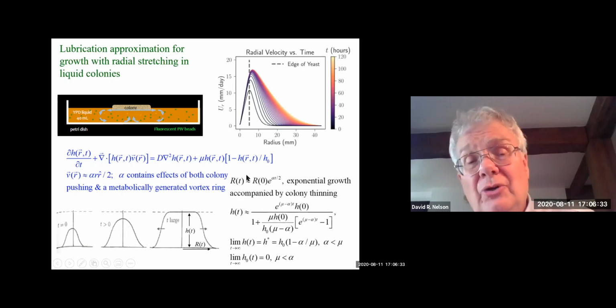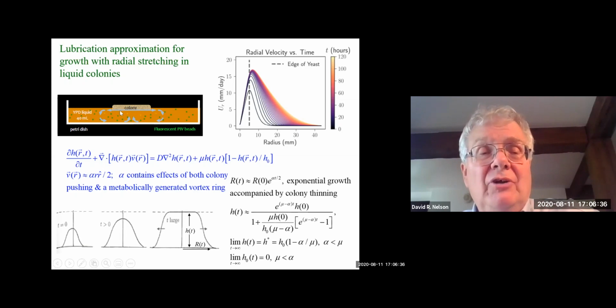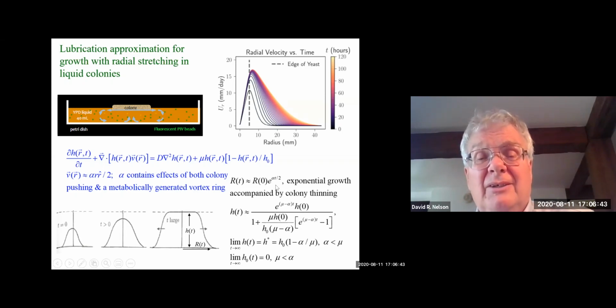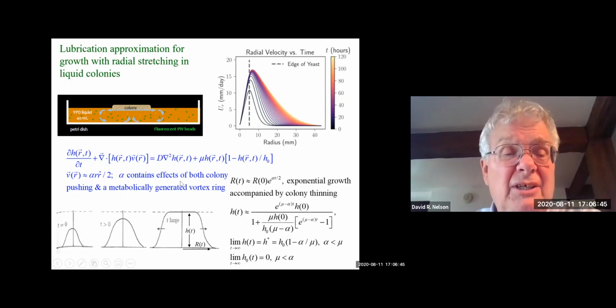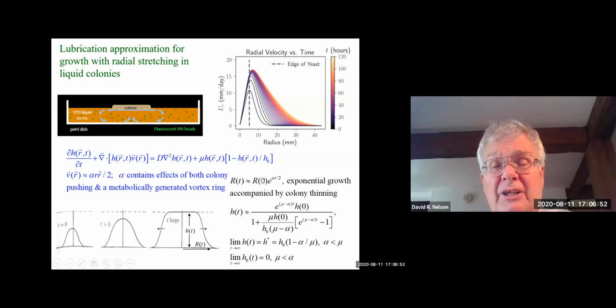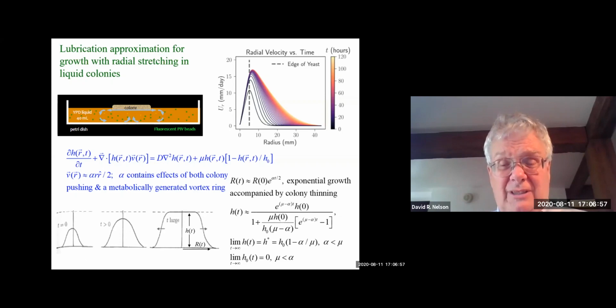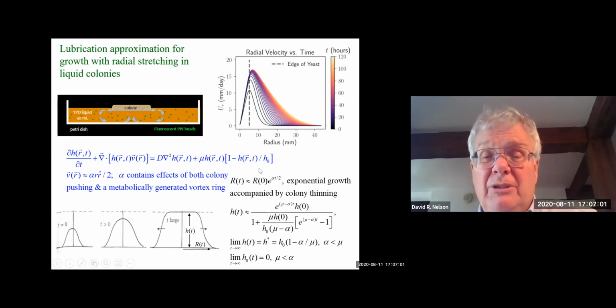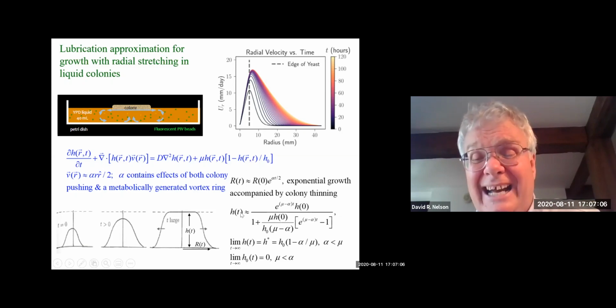For this model, you can show, because the nutrients are going in everywhere beneath the colony, aided presumably by this vortex ring, that the radius is increasing exponentially in time. So this exponential increase is associated with this alpha that comes from the submerged vortex ring. It stretches out the colony. The colony is trying to accommodate that stretching by vigorously reproducing.